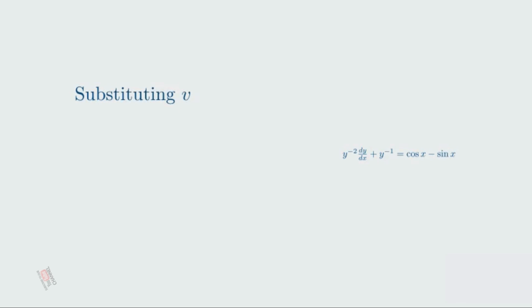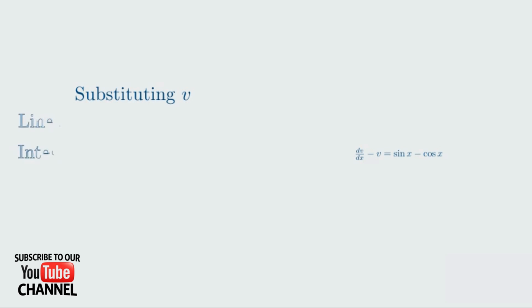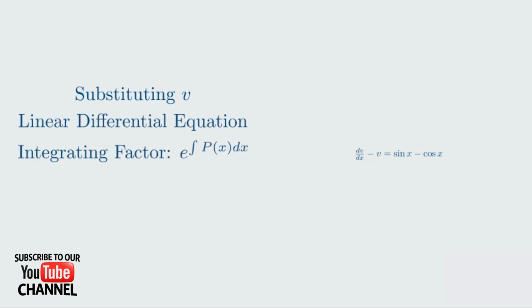Let's carefully substitute our new variable, v, into the equation. We replace the first term with negative dv/dx, and the second term, y to the negative 1, simply becomes v. To put this into standard linear form, let's multiply the entire equation by negative 1. This gives us dv/dx minus v equals sine of x minus cosine of x. Notice how the terms on the right side flipped signs. We have successfully transformed our Bernoulli equation into a standard first-order linear differential equation.